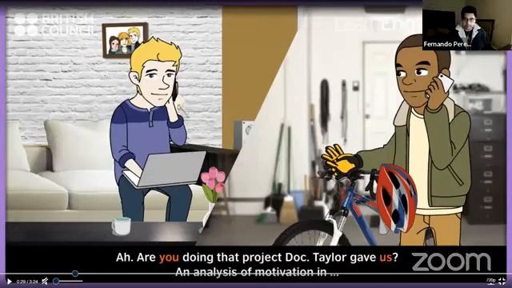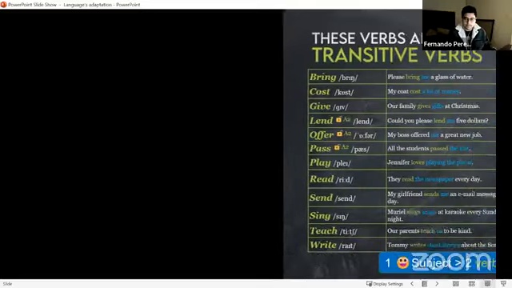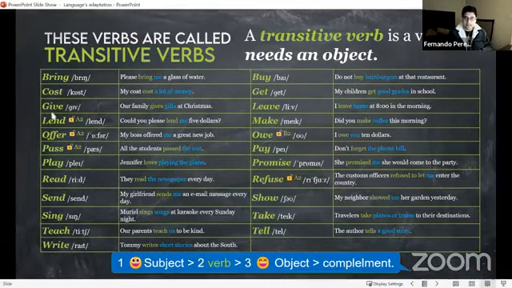Look at this. Here you have the verb give, and it's when you have a secondary person directly after the verb, a receiver, right? Give me an example using the verb give. Let's begin with Laurita. Example using the verb give.